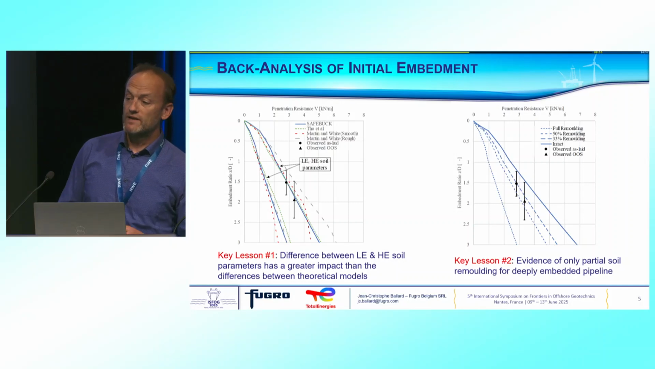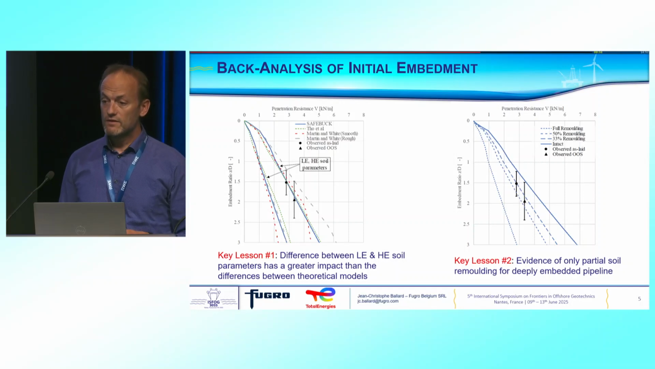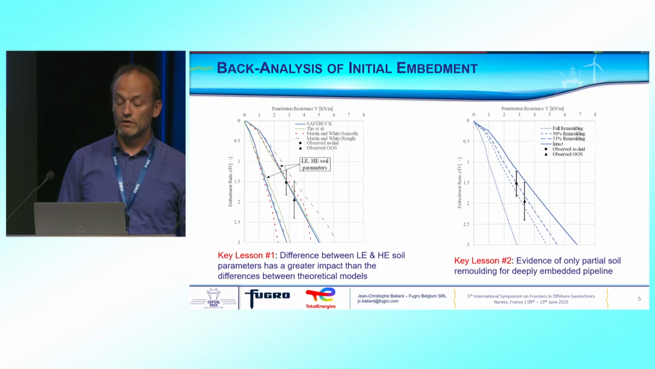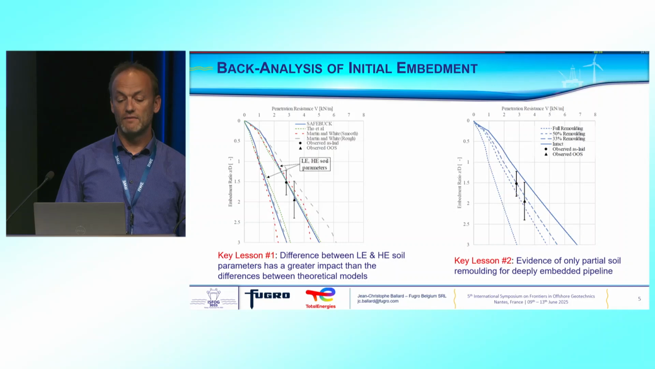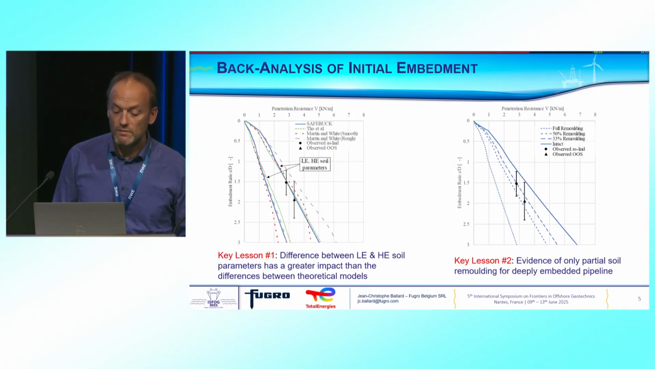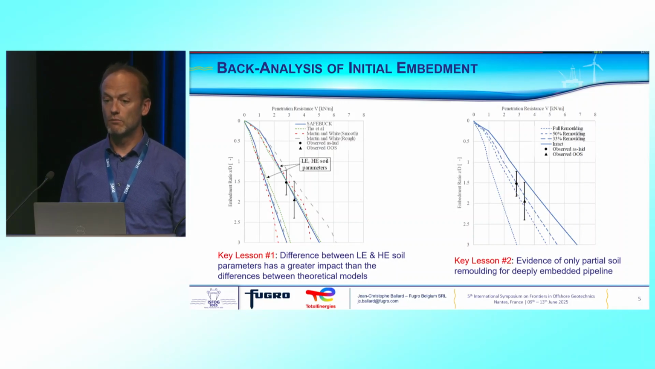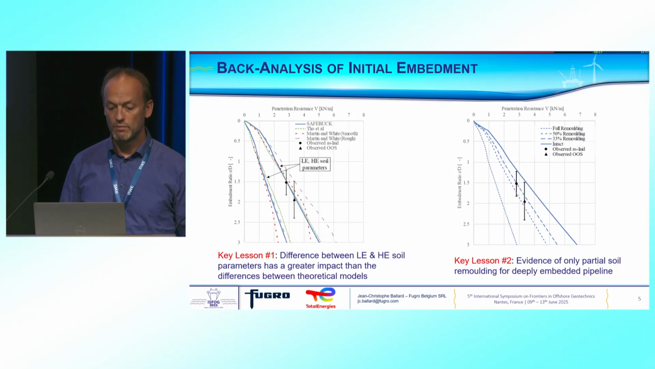So we started with the back analysis of the initial embedment. A well-accepted method is the one developed by the SAFEBUCK JIP. However, that method is only strictly valid for shallow embedded pipeline with an embedment of less than 0.5 diameter. Therefore, we compared it with deep embedment models that you can find in the literature. But key lesson number one is that the difference between low estimate and high estimate soil parameters has a much greater impact than the differences between the theoretical models. So it shows the importance of obtaining high quality data to narrow this range as much as possible.